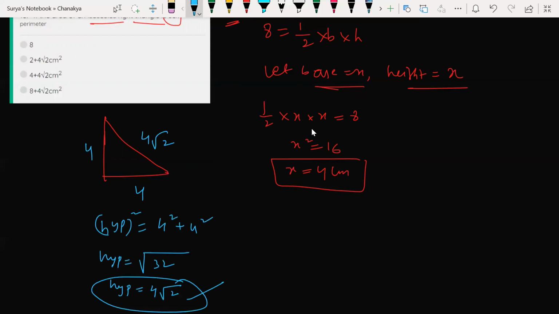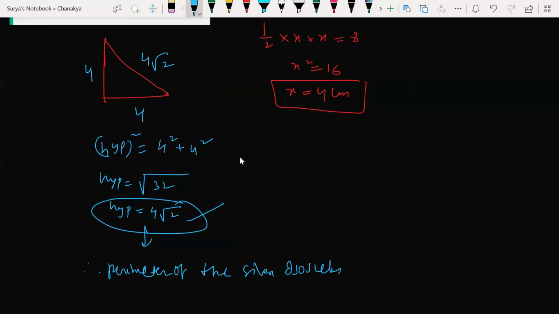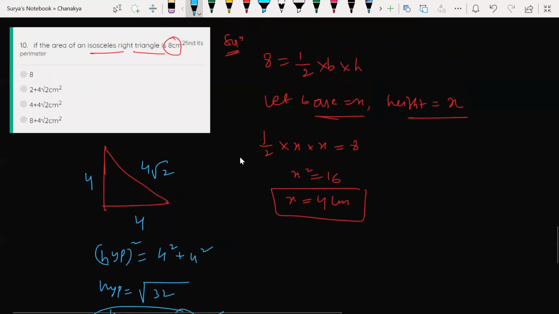Any doubts here till this? No, sir. So it will be 8 plus 4 root 2. That's it. Therefore, what will the perimeter be? Perimeter is a very simple question. I am surprised many of you haven't solved it. Perimeter of the isosceles triangle is 4 plus 4 plus 4 root 2, so 8 plus 4 root 2 you will get. Any option you have here? 8 plus 4 root 2. Option D is correct.